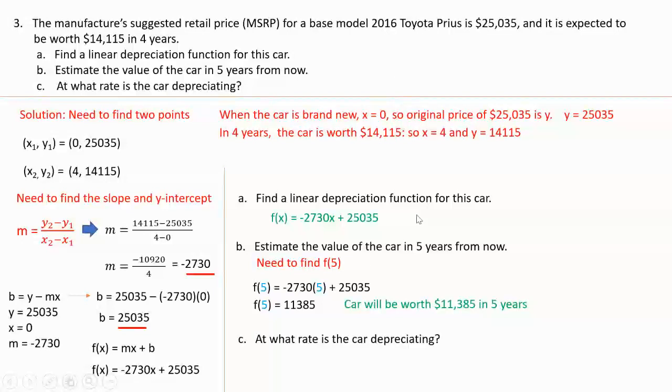Now for the C part, it states at what rate is the car depreciating. Depreciating means it's going to be negative, so we're looking for the slope. What is the slope, right? But since we know depreciating means that it's negative, we have to put the negative sign. So the car is depreciating at $2,730 per year. That's the answer for C. And that's it for problem number 3. So let's move on to problem number 4.